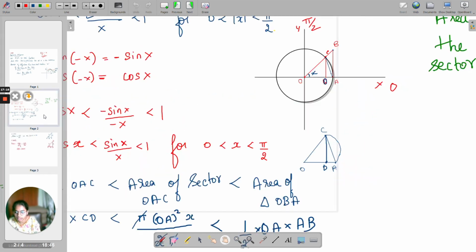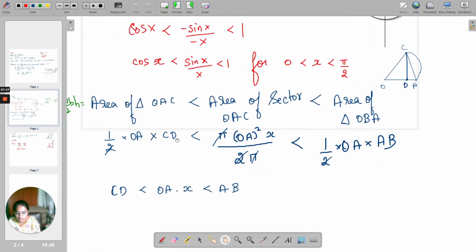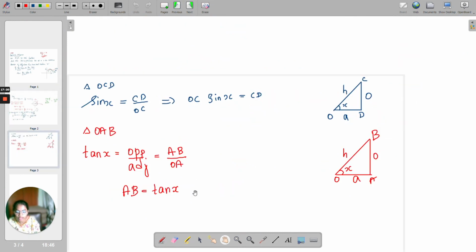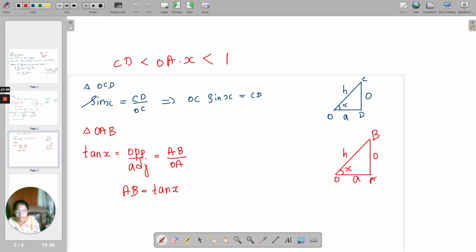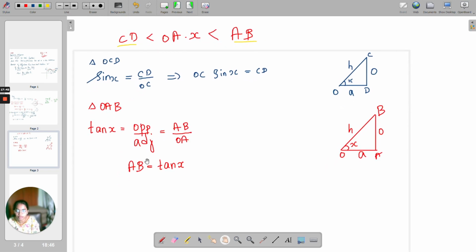Now let me write down the last step that we got here. That is CD less than OA into x. This is less than AB, right? So we have a value for CD and AB. Let me substitute that. What is CD? CD is OC into sin x.